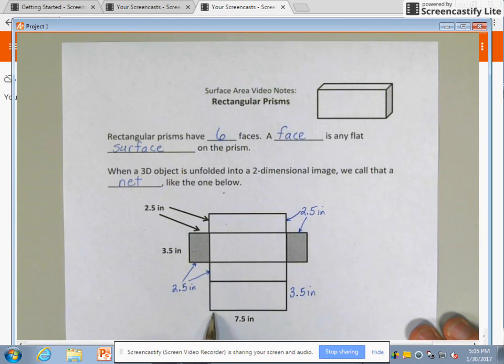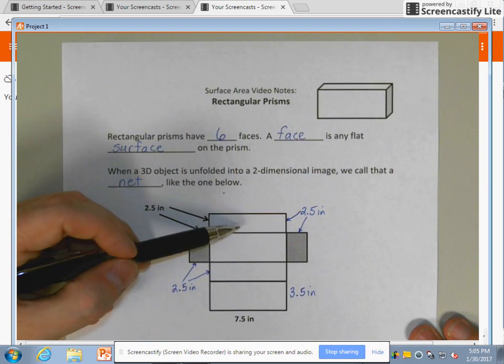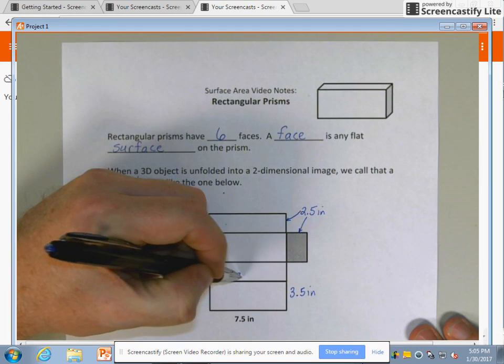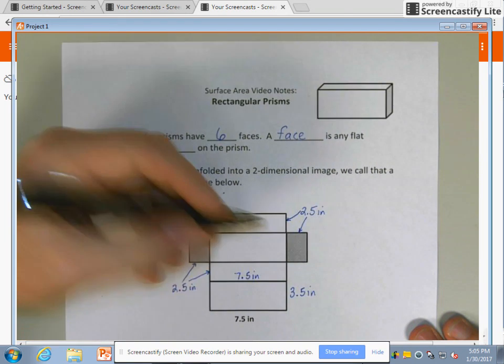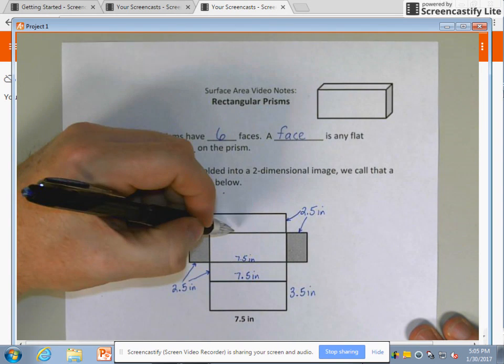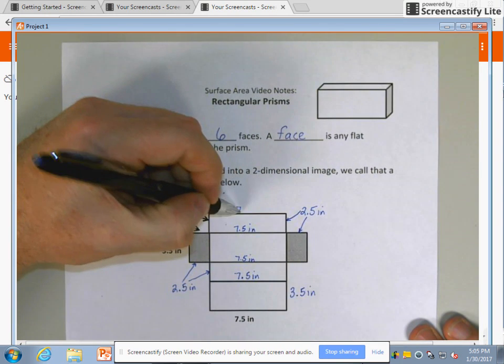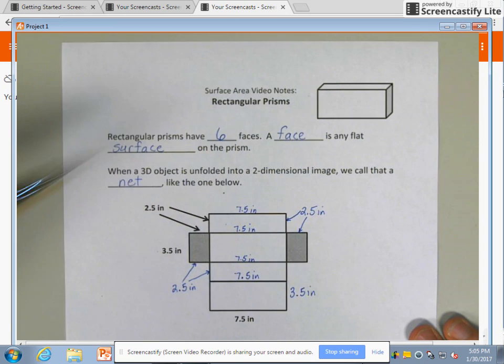And as you see, from this left side to this right side is 7.5 inches. That means every piece down the middle is also that distance across. So this is 7.5 inches. This is also here 7.5 inches. That means from here to here is 7.5, and you guessed it, the top is also 7.5 inches across.